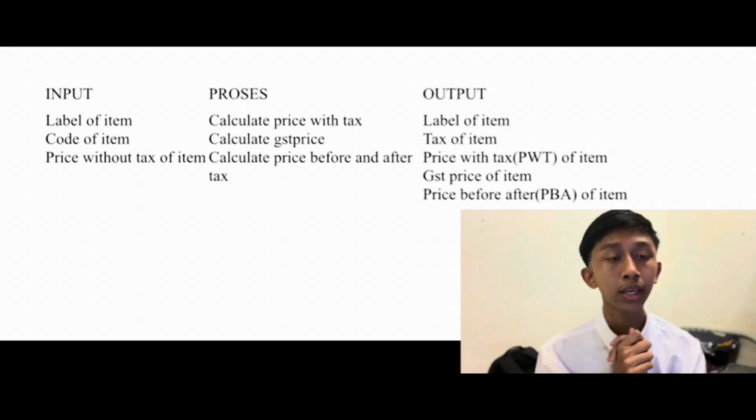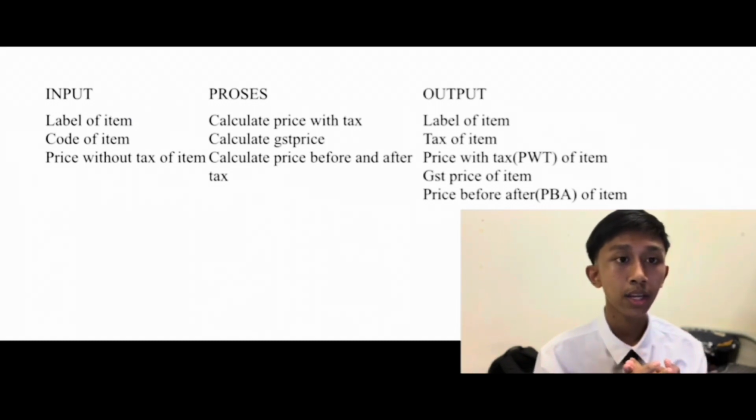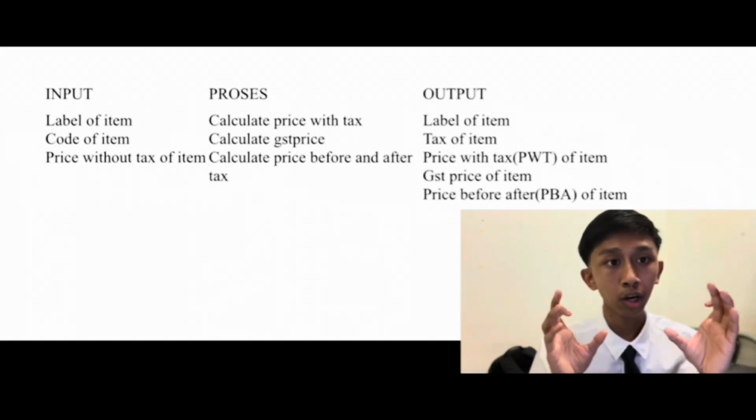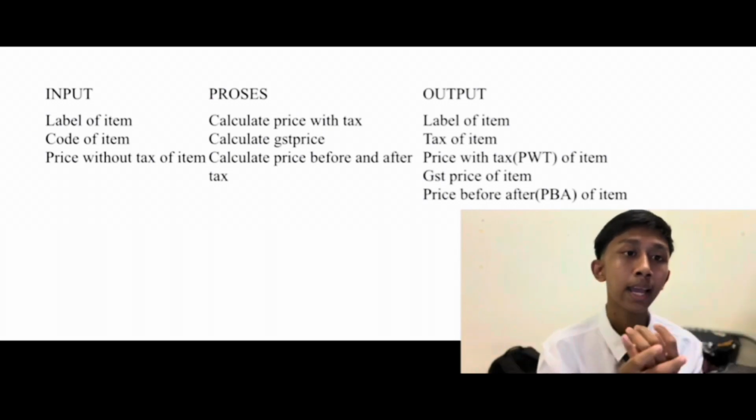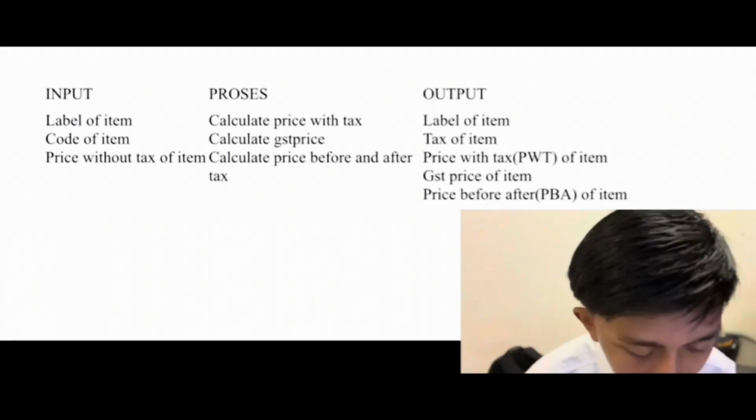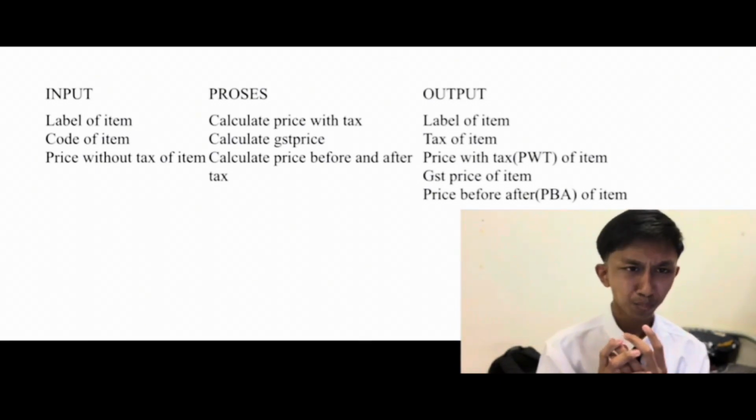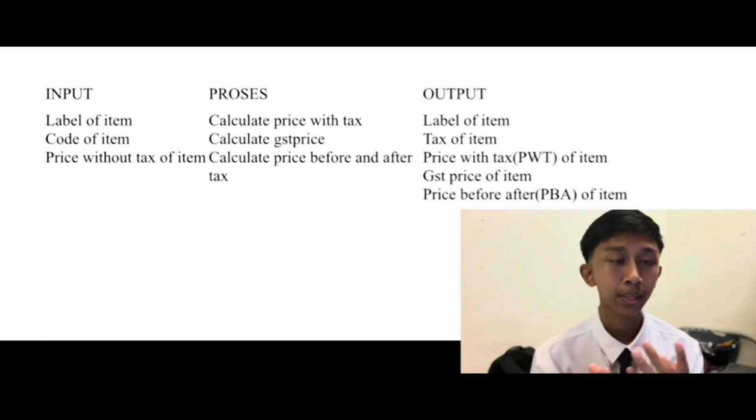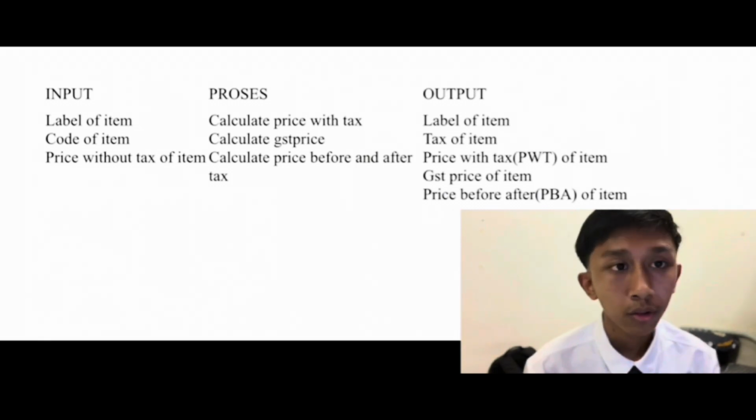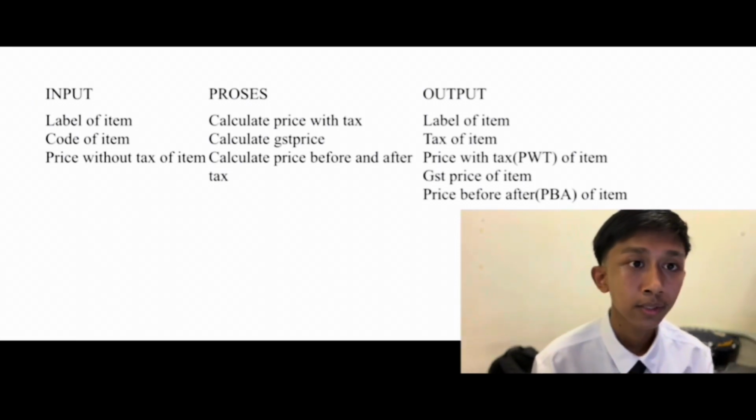The last one is output. For output, we have 5 things to display. The first one, we need to display the label of the name, so we can know the name of the output. The second one, we need to display the tax of the item. For the third one, we need to display the price with tax.